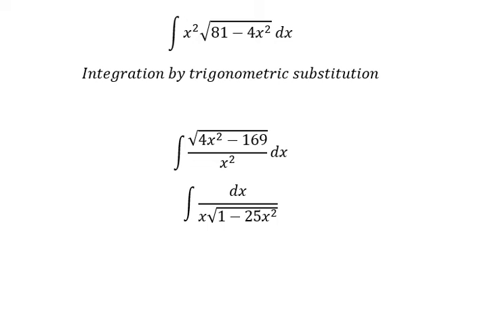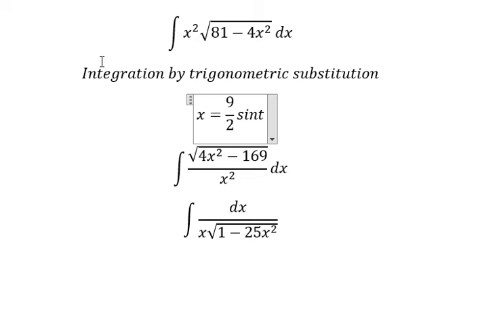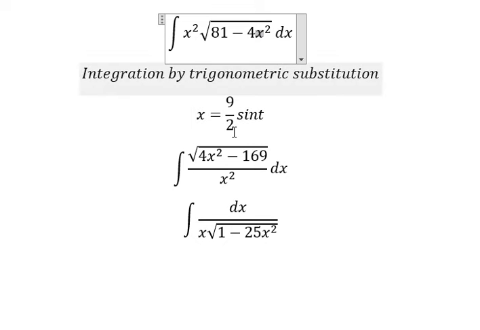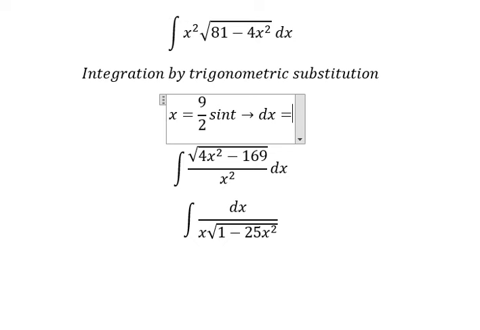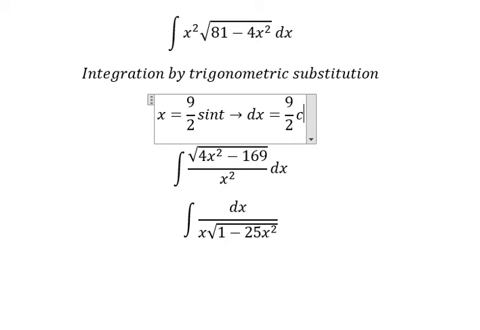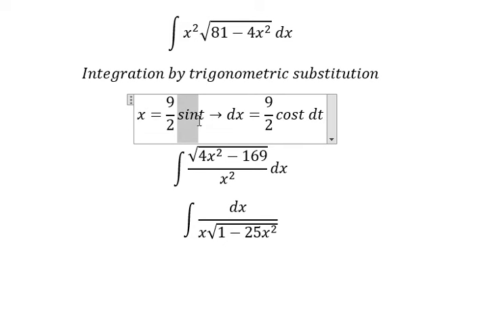So I will put x equals 9 over 2 sine t, because if I put this one in here, you get 81 over 4 sine t squared. Number 4, we cancel. 81, we can do factorization. 1 minus sine t squared, we change to cosine t squared, and later we simplify by the square root. ds, you get 9 over 2 cosine t dt. The first derivative of sine t you get cosine t.